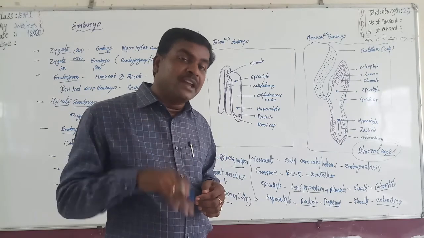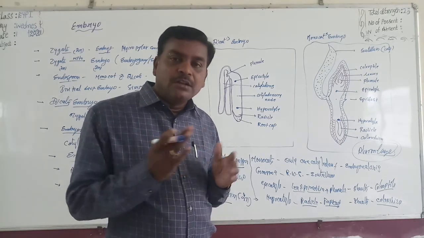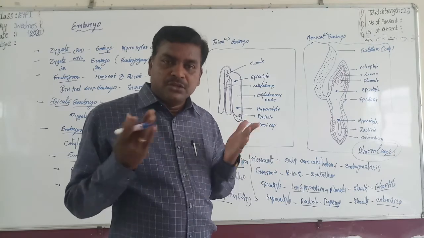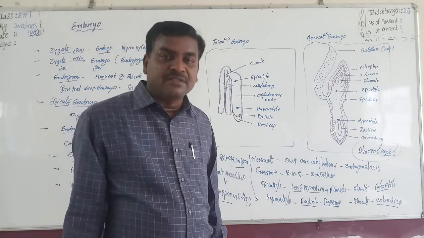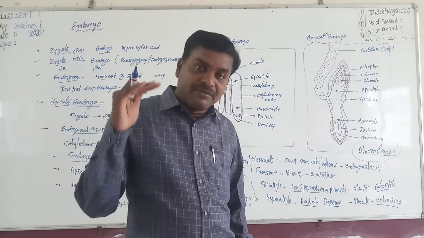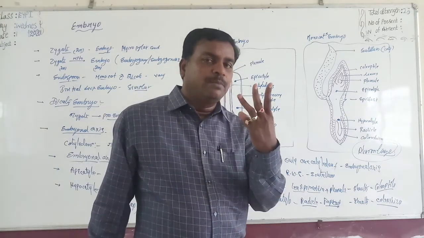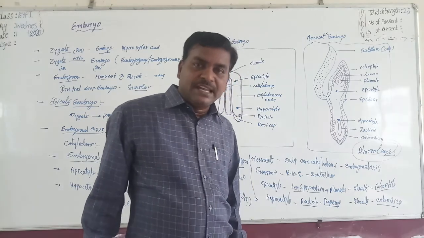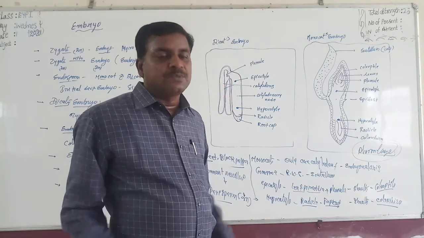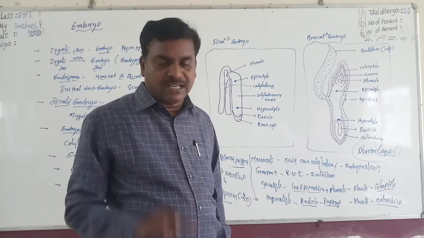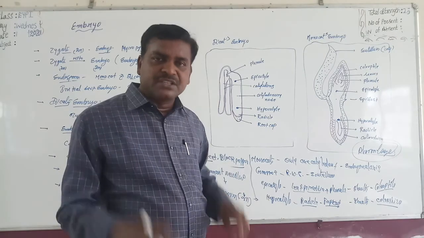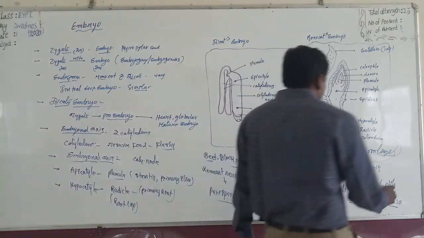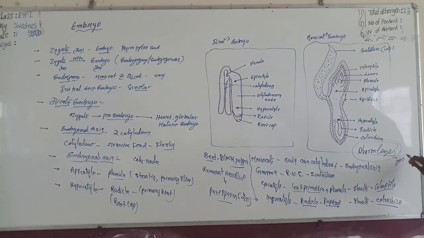But what is the ploidy of the aleurone layer? What is the ploidy of the endosperm in angiosperms? Triploid. So the aleurone layer is made up of proteins and is present surrounding the endosperm. So endosperm and aleurone layer are similar, and both are triploid in nature. This is the ploidy of the aleurone layer.